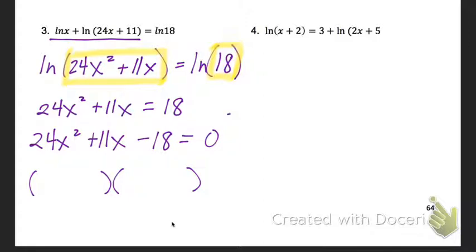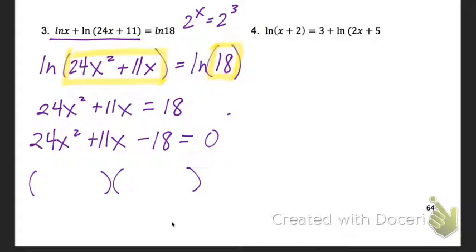Multiplies to 18, adds to 11. Well, that would be 9 and 2. If you're thinking, why does this work? It's the same concept as when we have the same bases. So we had 2 to the x equals 2 to the third, and they both have the same bases. So what does x equal? Just up there, it would be 3, right? This is the same concept.